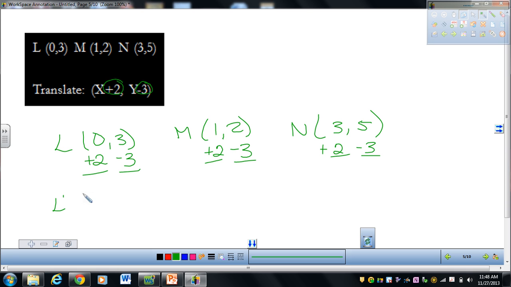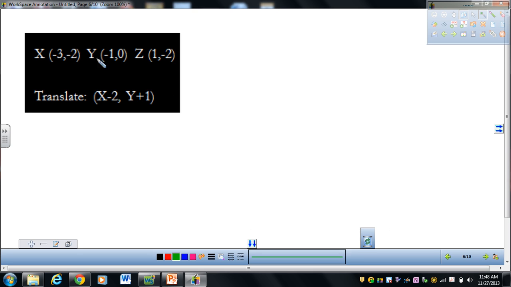So I've got L prime, 0 plus 2 is 2, 3 and negative 3 is 0. M prime is 1 plus 2 is 3, and 2 and negative 3 is going to be a negative 1. And N prime is going to be 3 plus 2 is 5, and 5 minus 3 is going to be a positive 2. Okay, let's do another one.